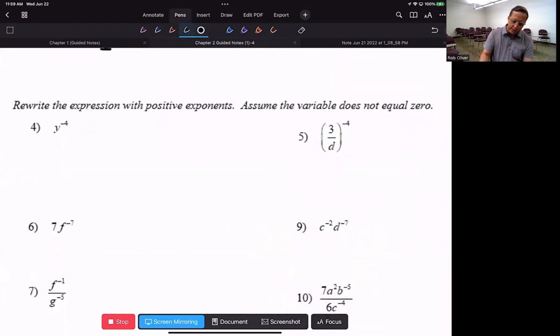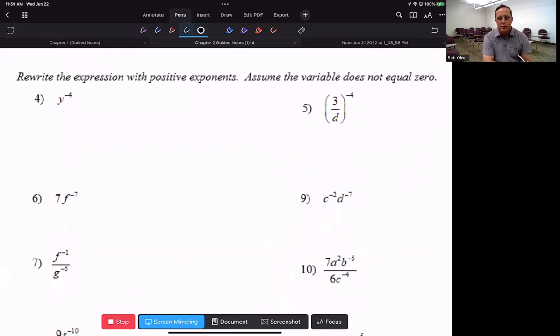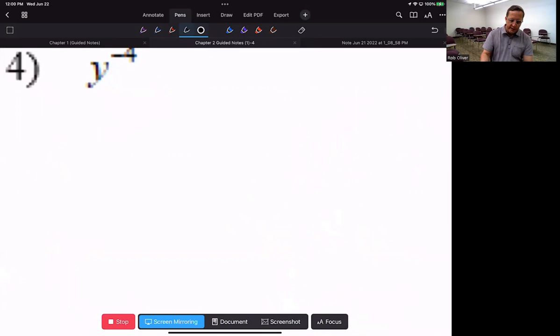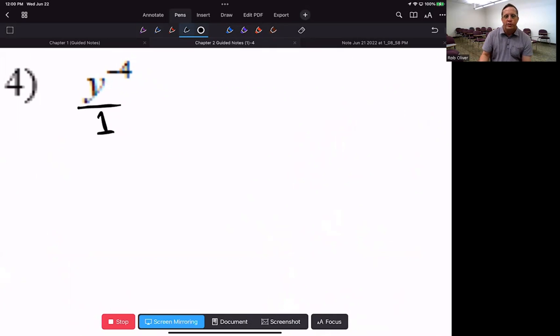All right, the directions for this next part say rewrite the expression with positive exponents, assume the variables do not equal 0. We're always going to assume that. And for this one, we've got y to the -4 power. So if we imagine that as a fraction, and just like we said before, we're going to get rid of that negative exponent by changing its position, by moving it down. We're going to take that part and bring it down. Okay, and so it comes down to the denominator.